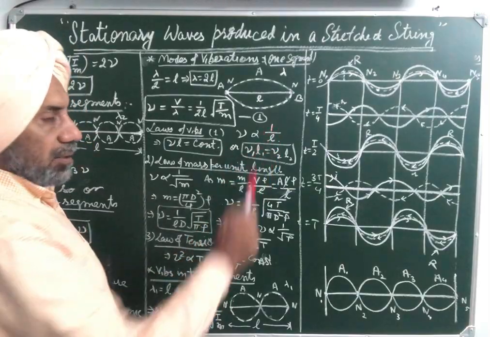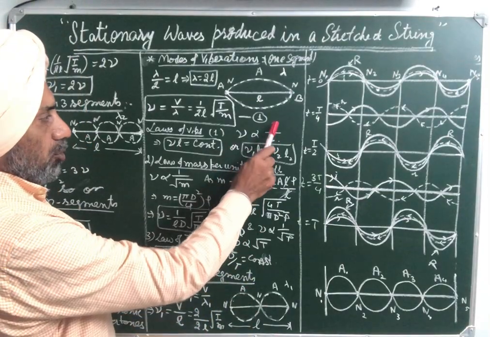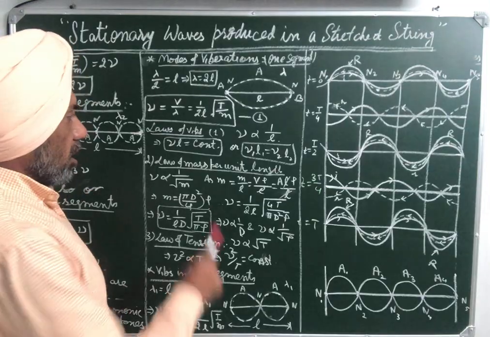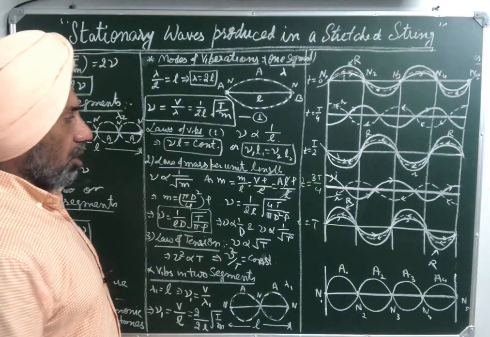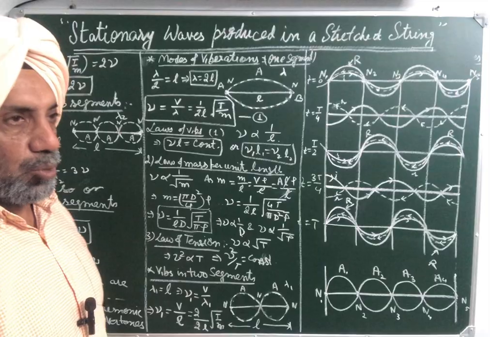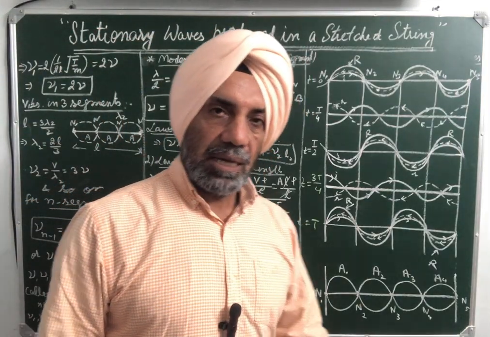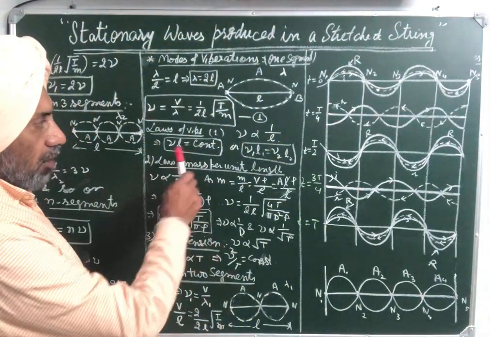So we can make various laws of vibrations in a stretched string. Number one, law of length. Fundamental frequency is inversely proportional to the length of the string, or we can say that nu L remains constant, or nu 1 L1 is equal to nu 2 L2. So the more the length, the less the frequency, and vice versa. This is the law of length.